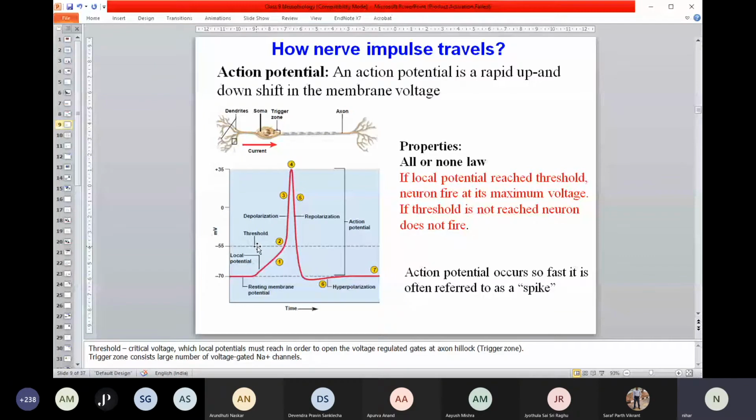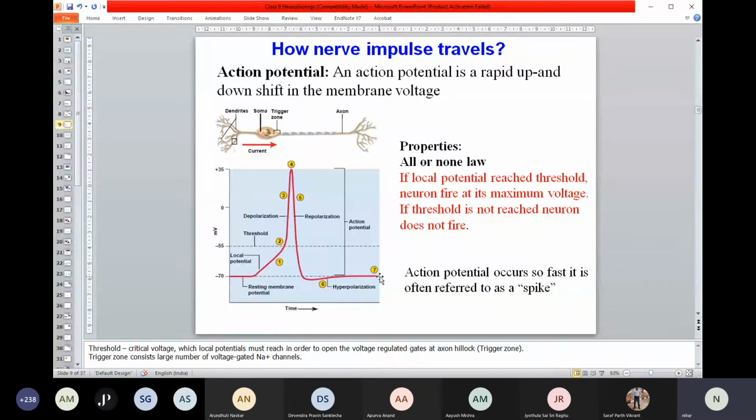So when the resting membrane potential reaches a threshold value, which is about minus 55 millivolt, suddenly there is a shoot off of the membrane potential. It may reach plus 35, plus 40, and then it again drops. This actually makes a sharp peak, and that's how the current generates and flows. This is so fast, it's often called the spike, and this is called the action potential. The action potential has different phases. First is the depolarization phase, the dropping phase is called repolarization, and then hyperpolarization, and so on.